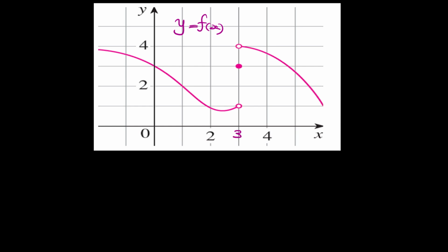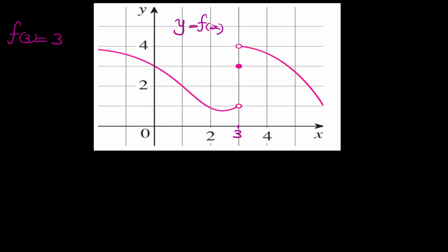This point here is 3. What is f of 3 from the graph of this function? When x is 3, the value of the function is 3. f of 3 equals 3. When x equals 3, the y value of the function is 3, because this is a filled point. Attention, this is a hole, so these are not the value of the function.